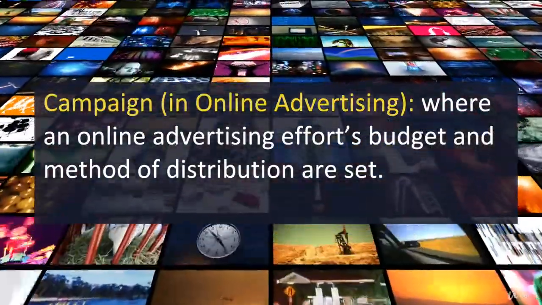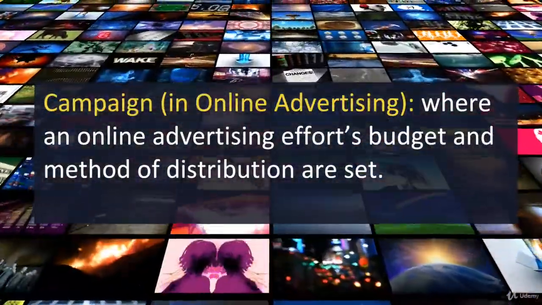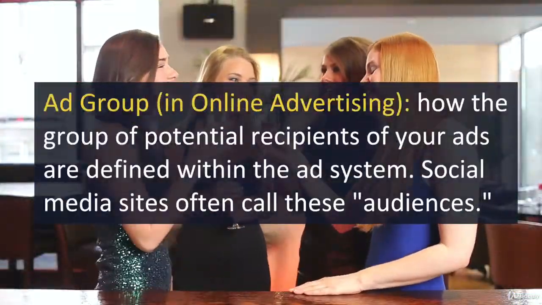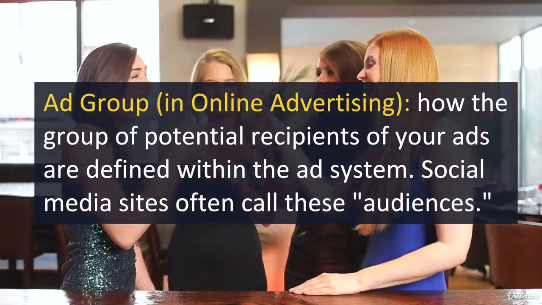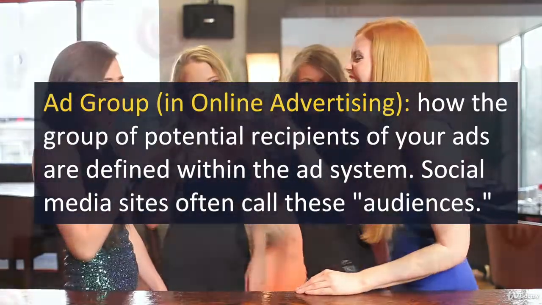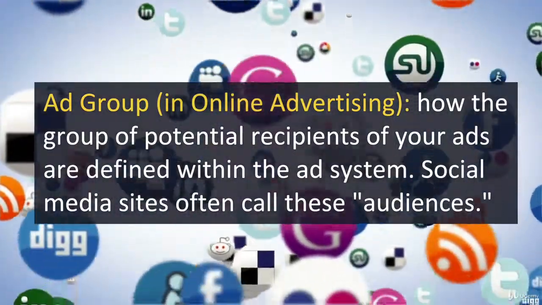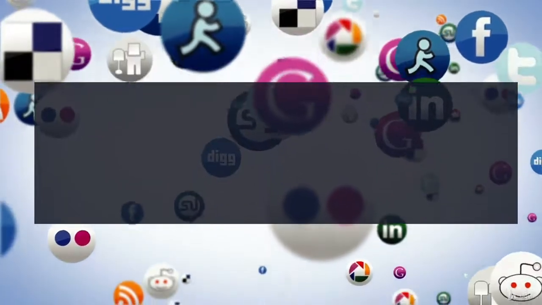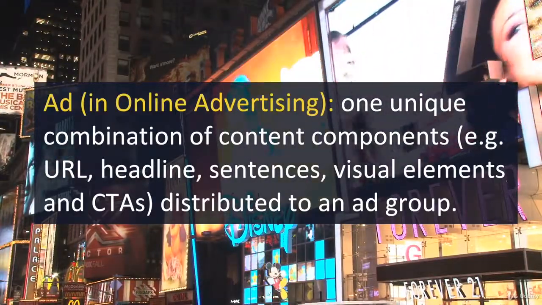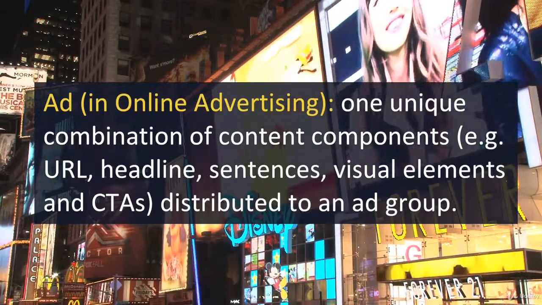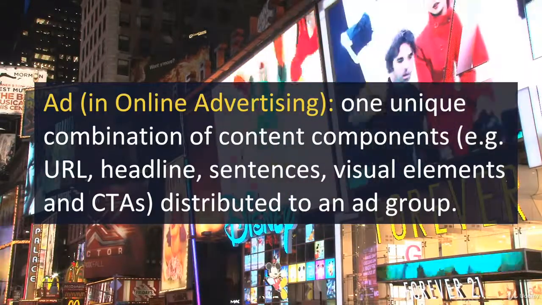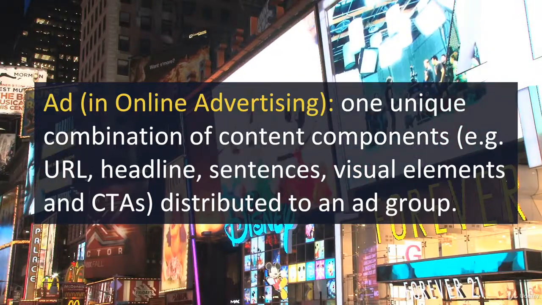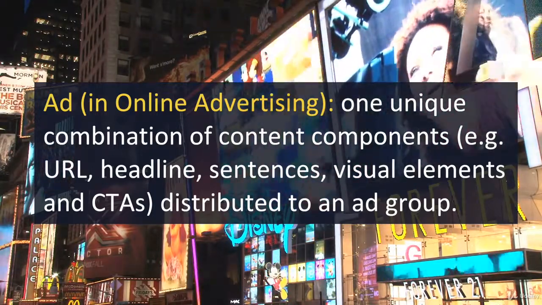So here are some critical concepts. A campaign in online advertising is where an online advertising effort's budget and method of distribution are set. An ad group in online advertising is how the group of potential recipients of your ads are defined within the ad system. Oftentimes in social media platforms where you're distributing ads, these are called audiences. Now, what's an ad? So you've got campaign, ad set. Now, what's an ad in online advertising usually? Usually it's one unique combination of content components, like a URL, a headline, sentences, visual elements, and calls to action that are distributed to an ad group.